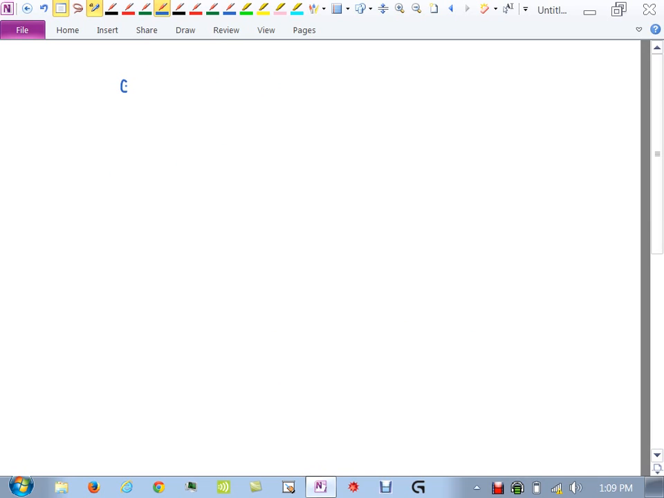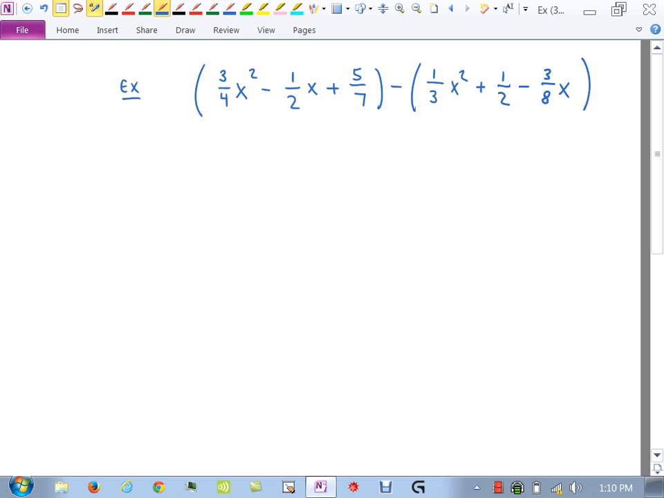How about this? 3/4 x squared minus 1/2 x plus 5/7 minus 1/3 x squared plus 1/2 minus 3/8 x. You wanted fractions. I'm here to provide those for you.